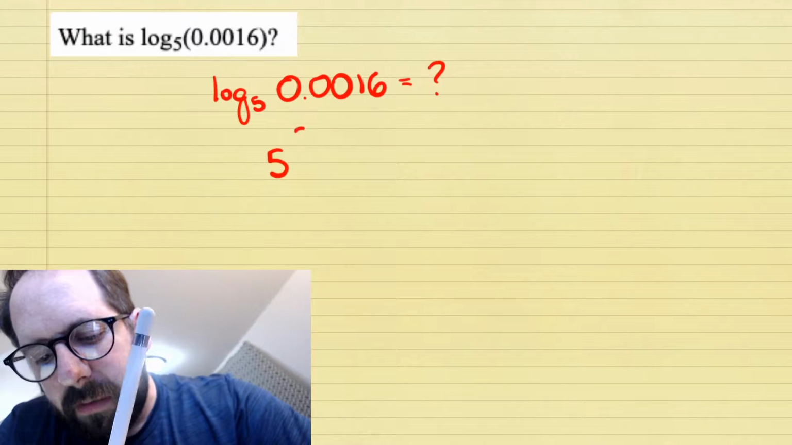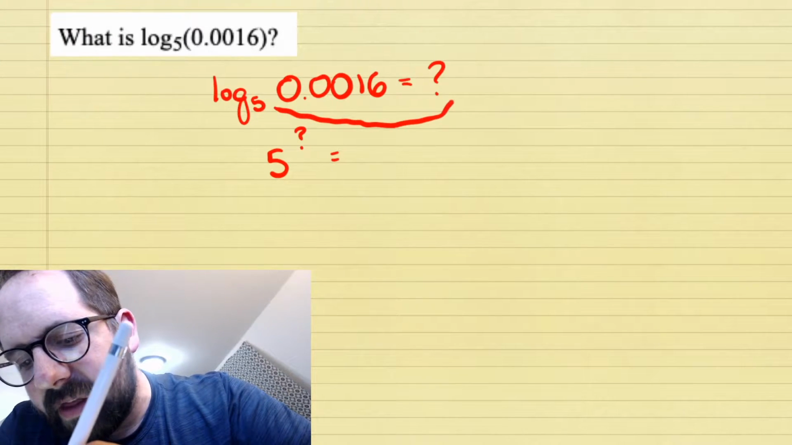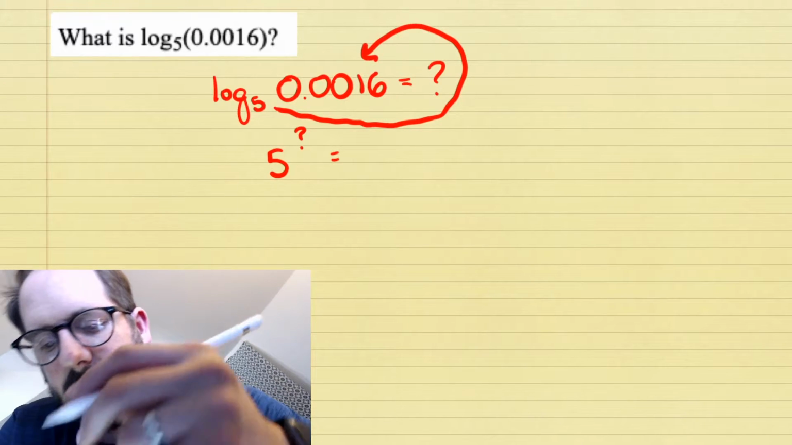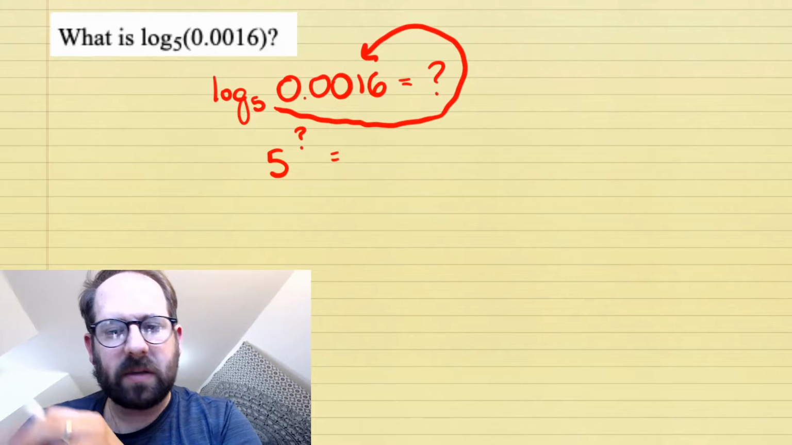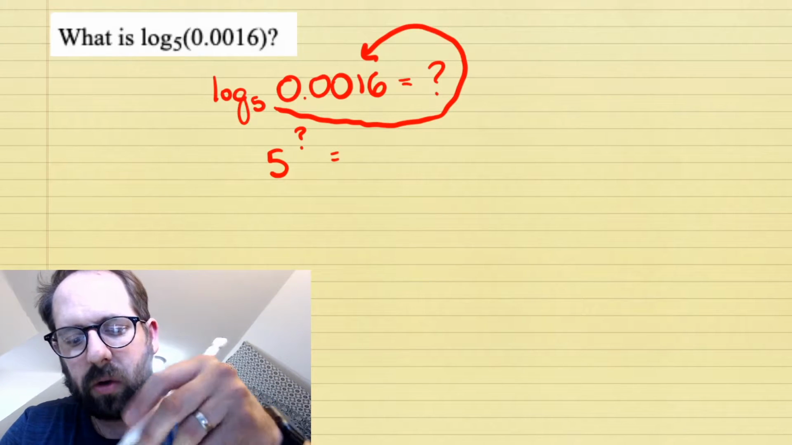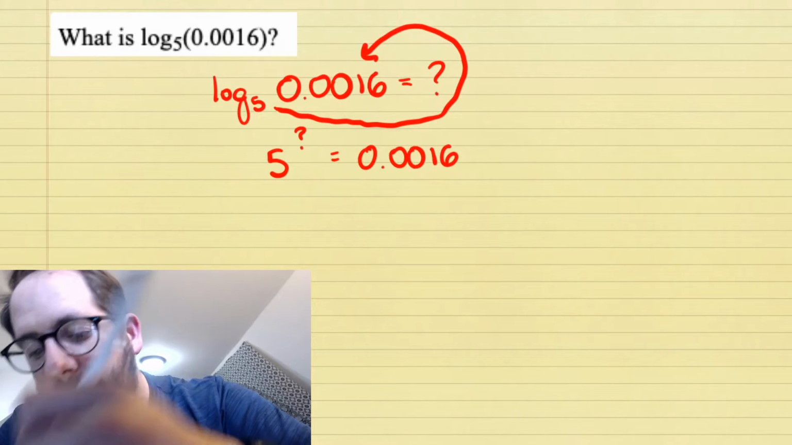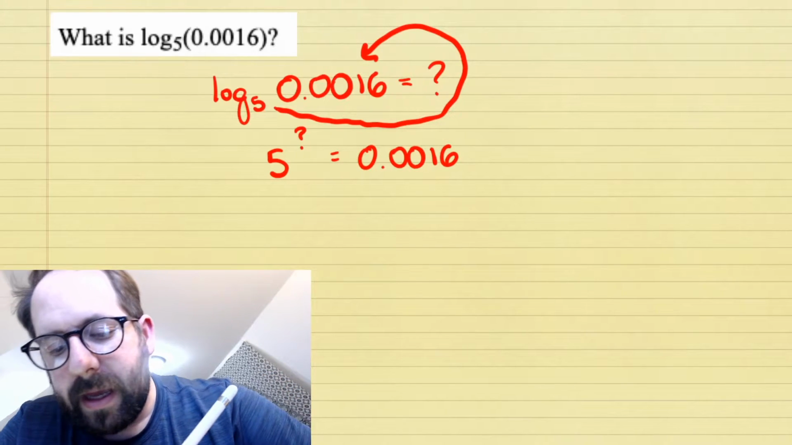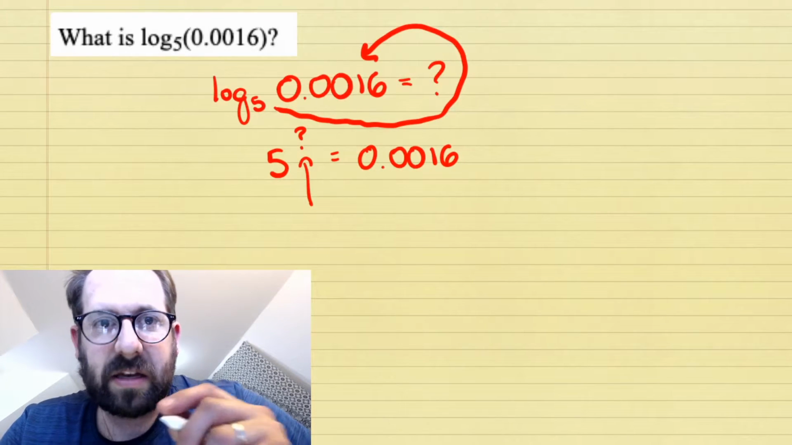So this is 5 to some mystery power is equal to, because this is the circle method, 5 to this power equals this thing. Because remember, the log is equal to the power that was on the base number. That's where the question mark has to go on the power. And that's equal to 0.0016. Now, what I'm thinking about already is that this power that we're trying to figure out is going to be a fraction, or a decimal.